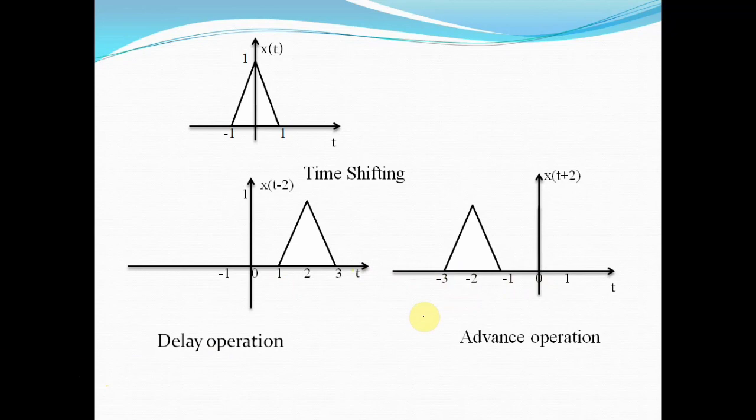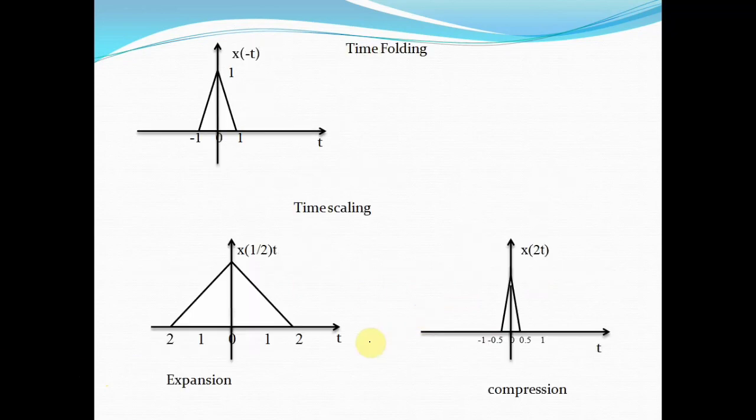The next example is time folding, but in this case even if we flip the signal about the vertical axis, we will get the same signal, and therefore x of minus t will be the same as that of x of t. And the last is the time scaling operation.